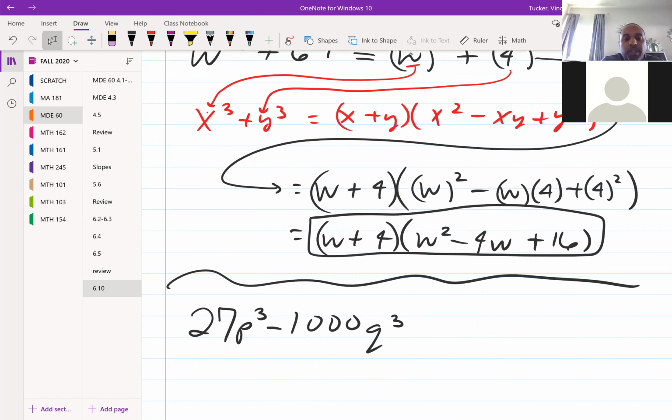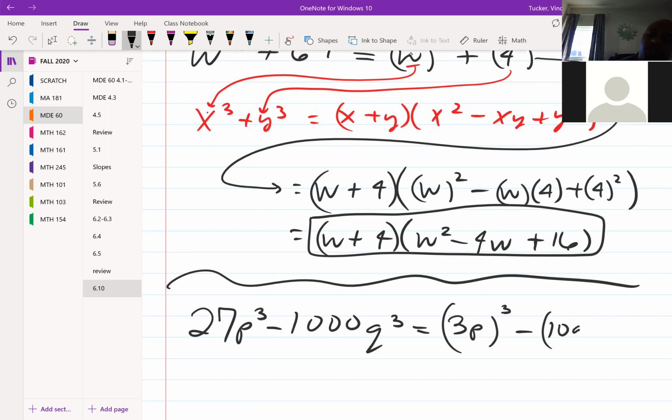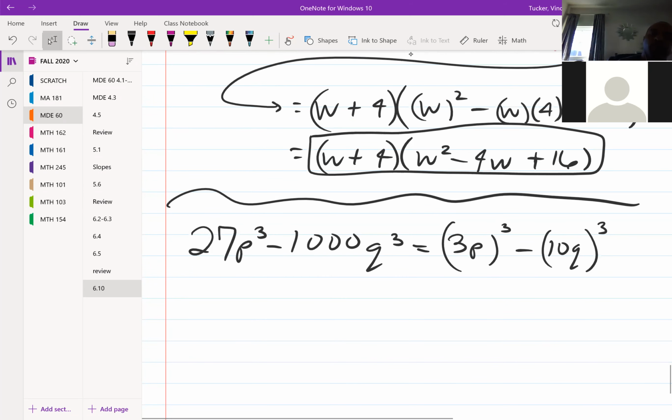Here we have 27p cubed minus 1000q cubed. Once again, we're looking for perfect cubes. So 27 is 3 cubed, so that'd be 3p. 1000 is 10 cubed, so it's 10q. So just remember that if the whole term isn't a perfect cube, then you cannot use this formula. So keep that in mind.